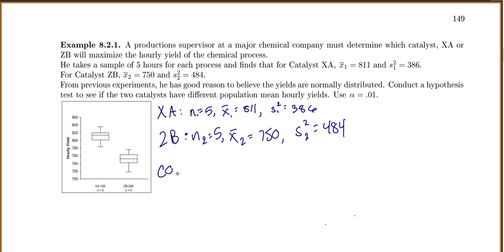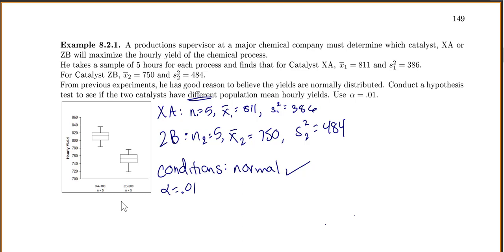Okay, well that's useful because on our conditions, those are small sample sizes, but my data is normal for both, so we're good there. Conduct a hypothesis test to see if the two catalysts have different population means. It didn't say which one they think is bigger, it just said not equal to, just said different. And we want to use alpha equals 0.01.